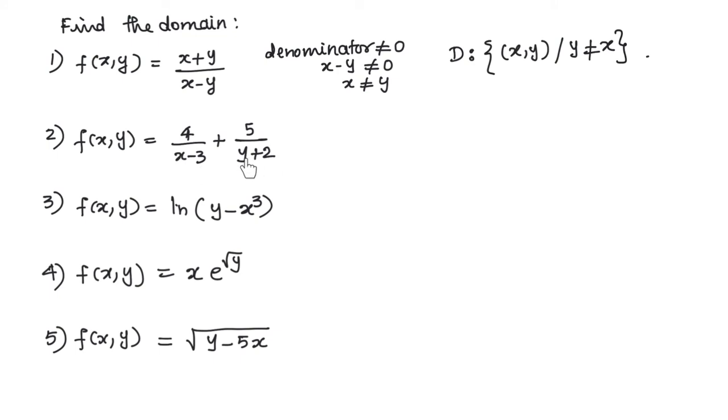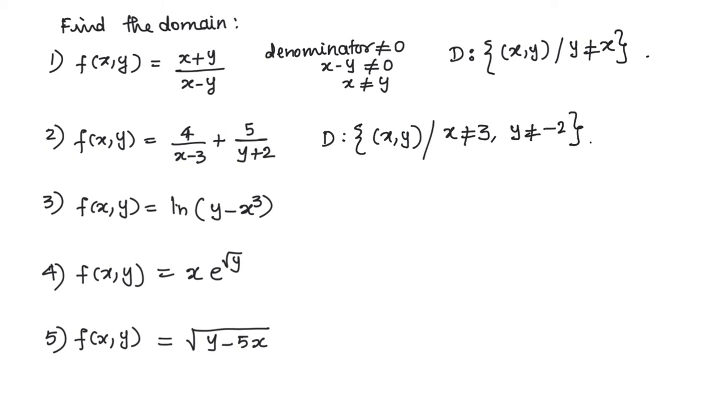Next one, the denominator cannot be 0 here, so x cannot be 3 and y cannot be negative 2. We can write the domain is all the values of x comma y such that x cannot equal 3 and y cannot equal negative 2.